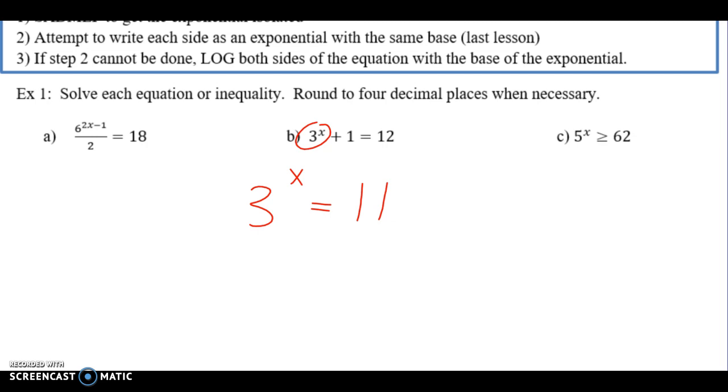Now, step 2 says attempt to write both sides with the same base. So can I write 11 with a base of 3, like 3 squared, 3 cubed, 3? No, that doesn't work. Okay? So this is the new thing.